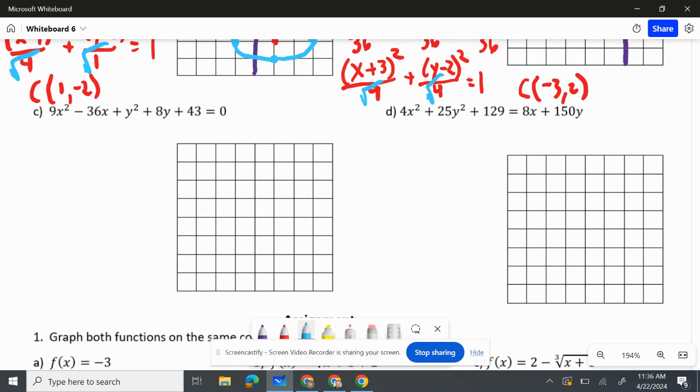Now for the next one, we're going to do the same thing. We're going to get the x's together and then complete the square, and then I'm going to move the 43 to the other side. So I factor out the 9, and that gives me x squared minus 4x. Take the negative 4 divided by 2 and square it, and that gives me a 4. And then I have y squared plus 8y. Take the 8 divided by 2 and square it. That gives me 16.